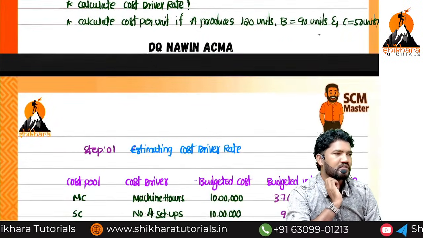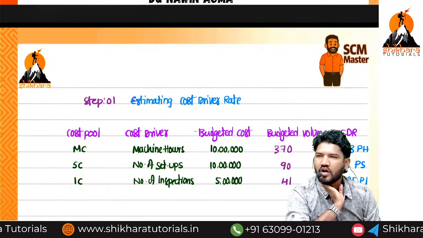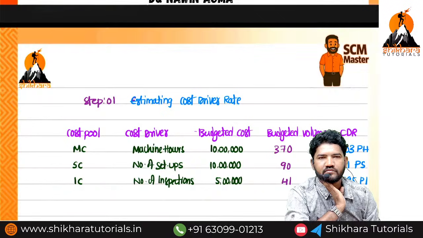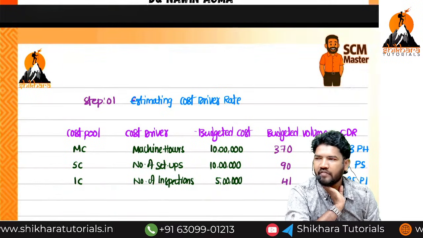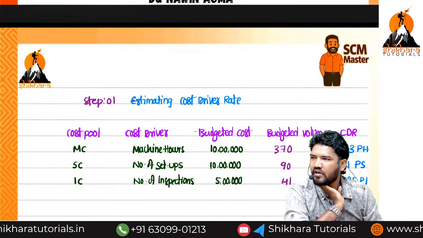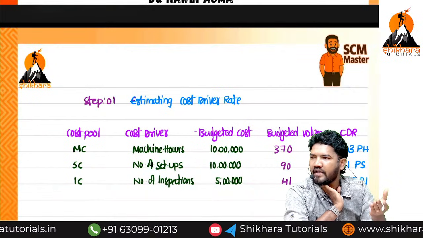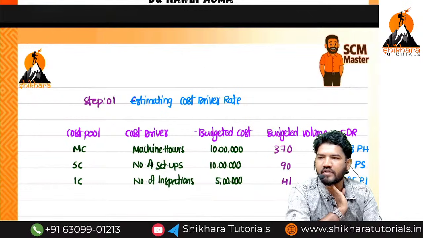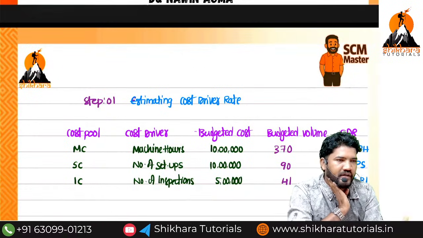Cost per unit. The common sense we apply is cost divided by number of units. How do you get cost? Individual activity into cost driver rate. You will get cost. Sum for product A, you will get the total overhead of product A. Divide by A's related units, you will get A's cost per unit.